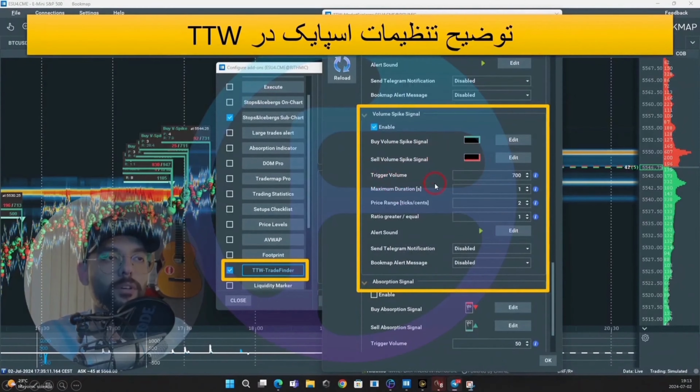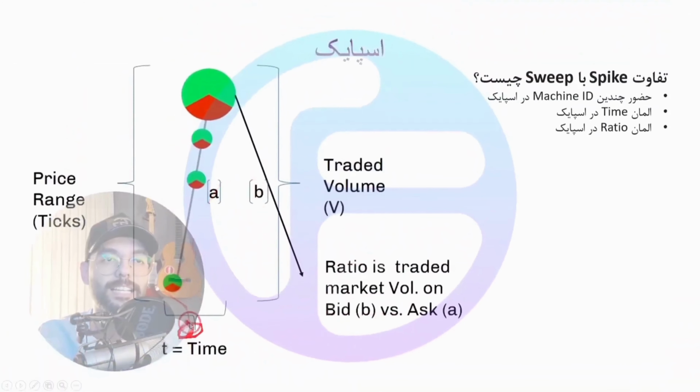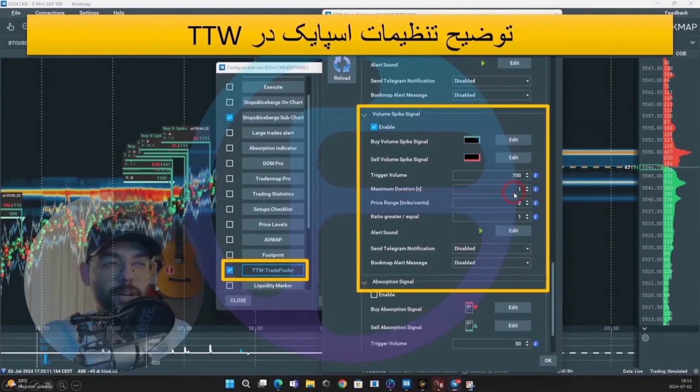Here, the trigger volume, exactly like the sweeps, handles the volume for the spikes. You need to set the volume level you want to see here. It's the volume filtration for the spikes, okay? You have the maximum duration, which is exactly that time element we discussed. The shorter it is, the more valid your spike is, and we're actually looking for spikes that occur within a shorter time frame. That's more important to us. So it's much better not to set it higher than 1, keep it at 1.